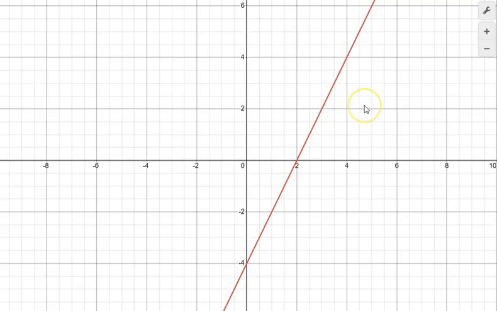Now there's one more term you need to master, and that is the zero of a function. In Algebra 1, a zero is just the x value that makes the y value equal to 0. It's the x value that makes the y value equal to 0. Well, this point right here has a y value of 0, so that must mean the x value is 2. That is called the zero of a function.